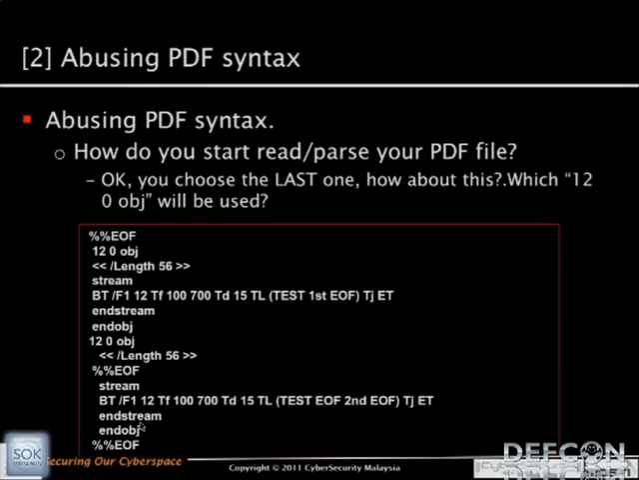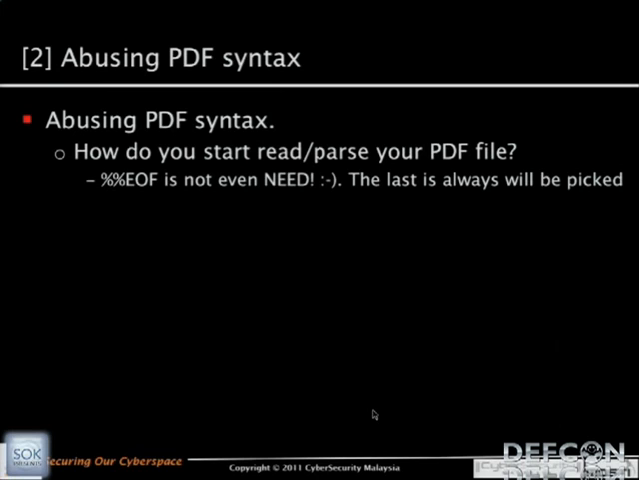If you choose the last one, this one, so in this xref, you have multiple object declarations for object 12. For example, you have one, you have two here. So which one, if you start from here, which data is now represented by the xref? What is represented by object 12? Because, for example, the first object 12 here has data that says test first xref file. The second one is test second xref file. I will show you a demo about this later on. And another one here.